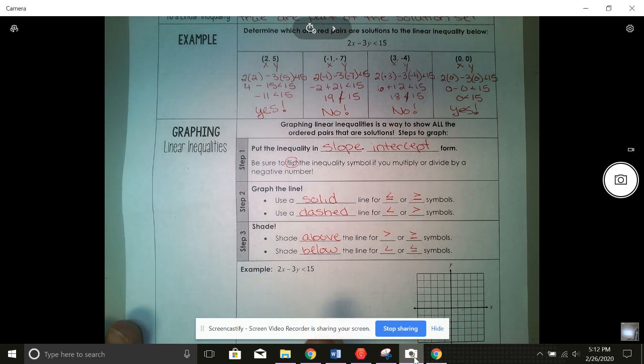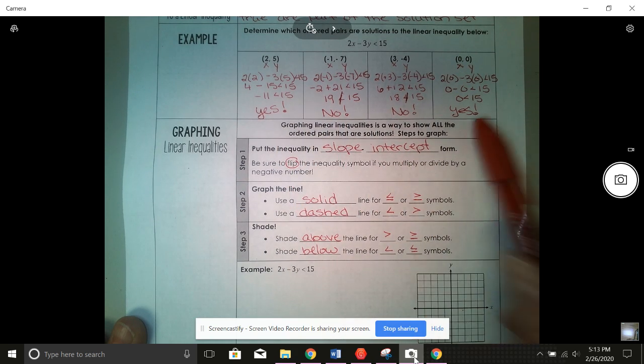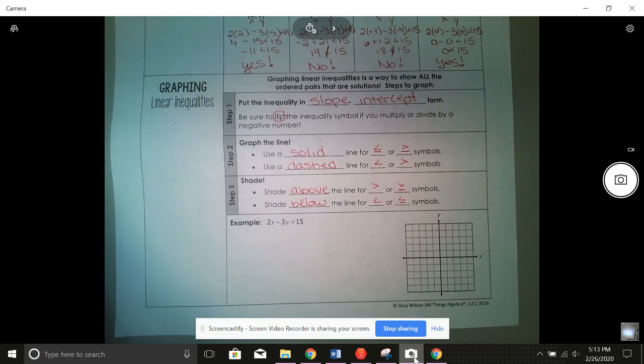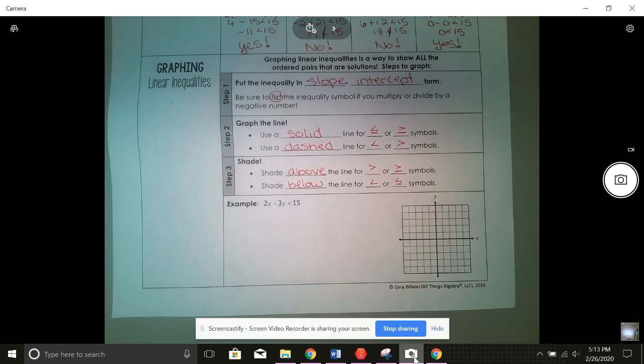So let's take that same example from earlier and graph it to show you on the graph where these points live and why some of them are part of the solution set and some aren't. Okay, I'm going to switch colors so you can see my graph well. I'm going to graph with this brown marker.